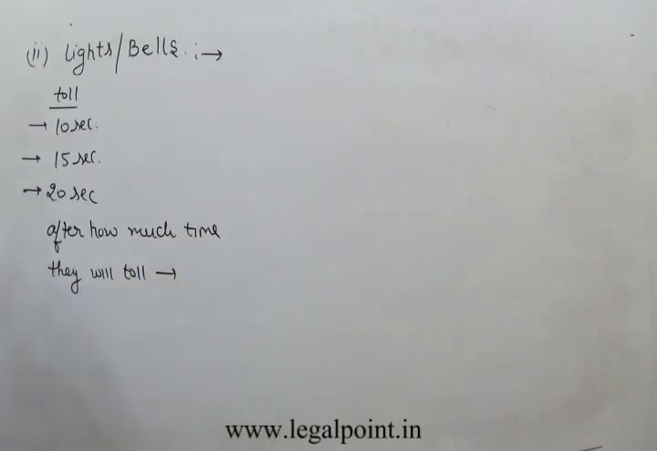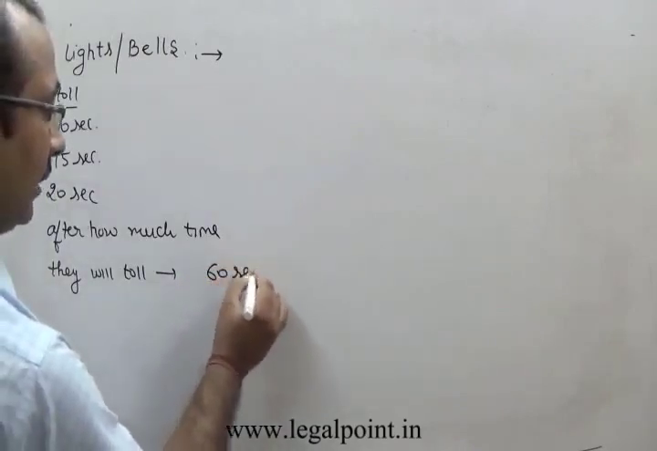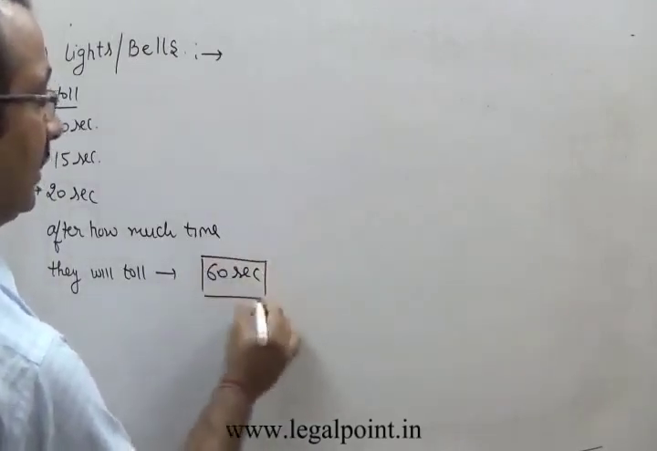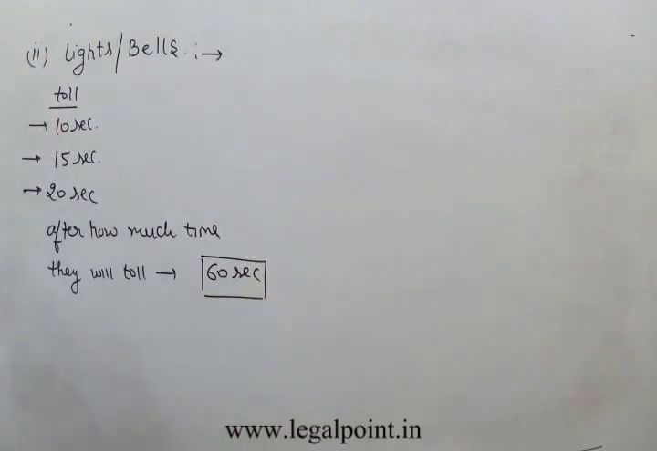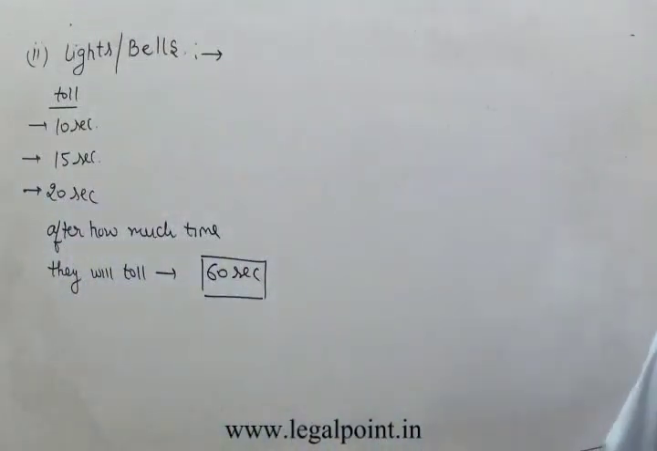In order to answer this question, take the LCM of 10, 15 and 20. We can say the LCM is 60 seconds. So our answer is, after every 60 seconds, they will toll together. So our answer is they will toll after 60 seconds. Sometimes a question is asked in order to create confusion.